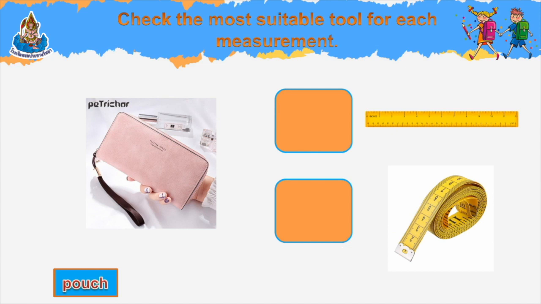How about this one? It's a pouch. It's a small thing. Which one should I use? I want to measure the length. Can I use this? Yes, you're right. We can use a ruler to measure a pouch. Next one.